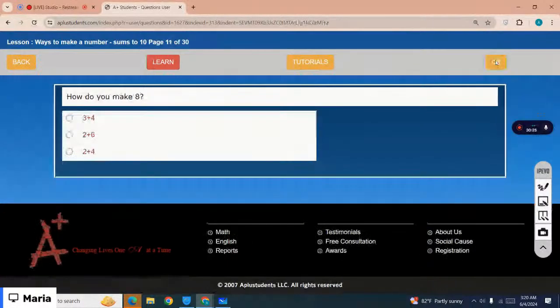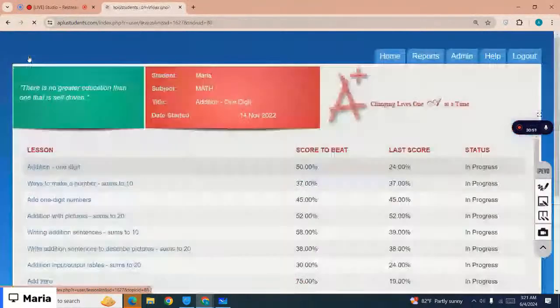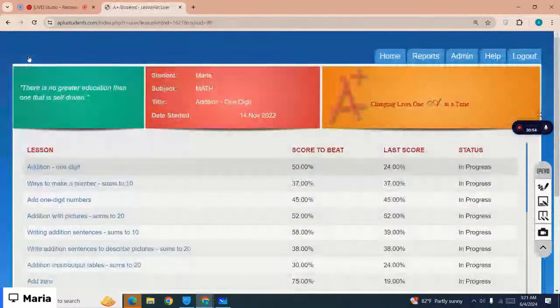Okay, you can complete the lesson by yourself later today. Let me just move on to the next lesson. The next lesson is add one digit numbers. Let's just start with the next lesson.